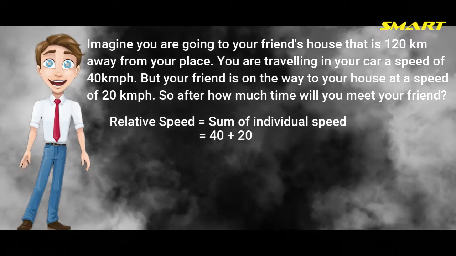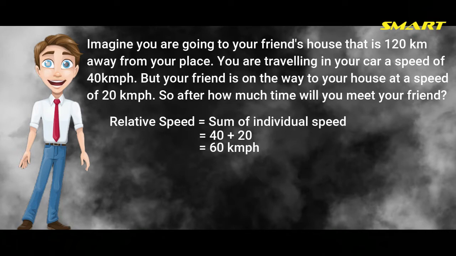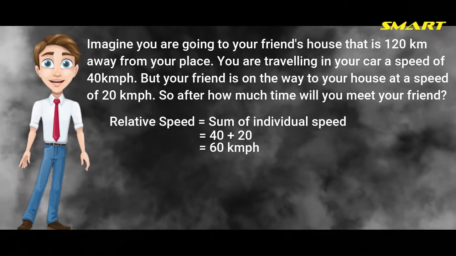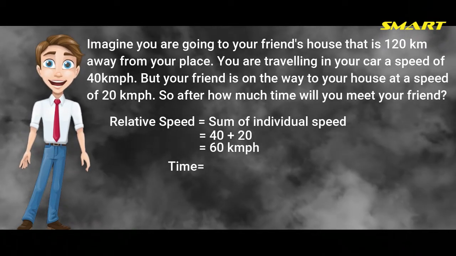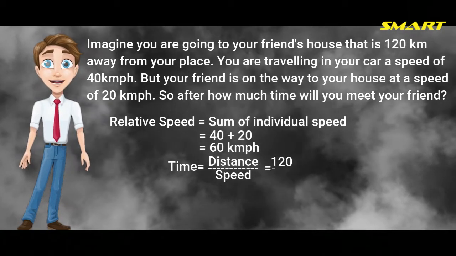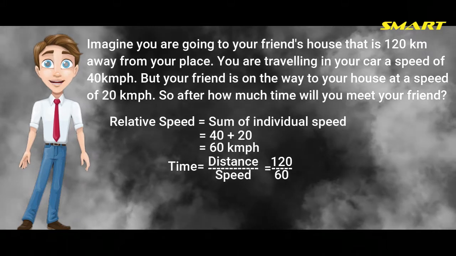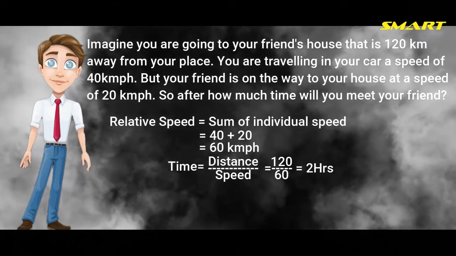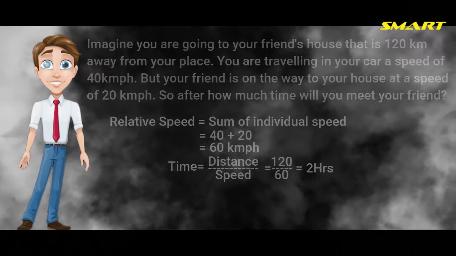Adding together, we'll get an answer as 60 km per hour as relative speed. And we have to find out the time taken, and that is distance by speed. Simply it is 120 by 60 km per hour, and we'll get a time as 2 hours. I think you understood the way of solving the question.